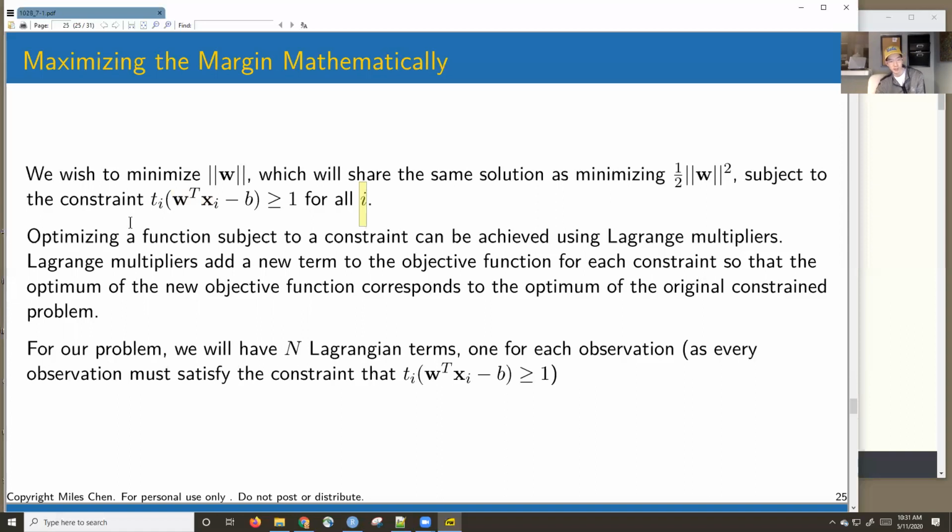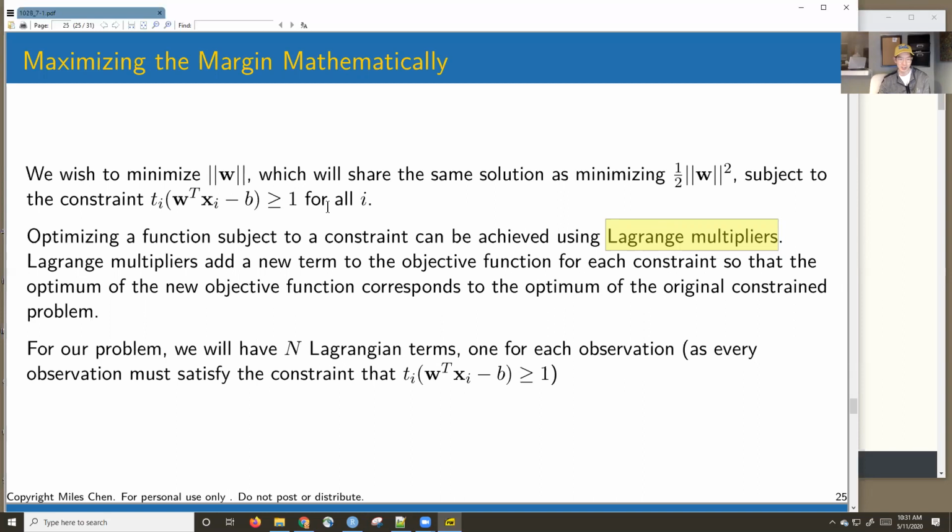Okay, so optimizing a function subject to a constraint can be achieved using Lagrange multipliers. I don't know if you guys remember Lagrange multipliers. When do you guys do that? Is that Math 31B? 32A, okay. So you do it then, okay.